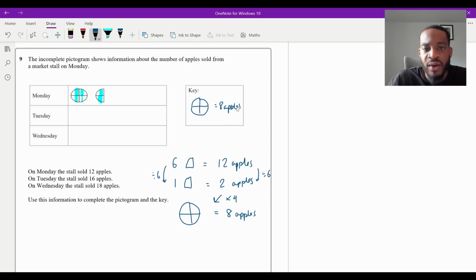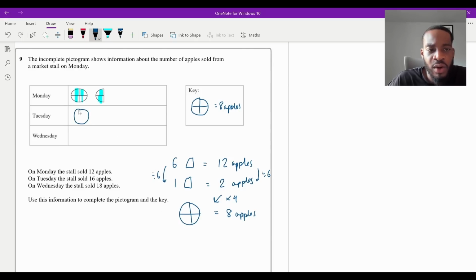And now we can complete the pictogram. So Tuesday, the stall sold 16 apples. Well, if one of them represents 8, then 2 of them would be 16, wouldn't it? So I'll put that here.